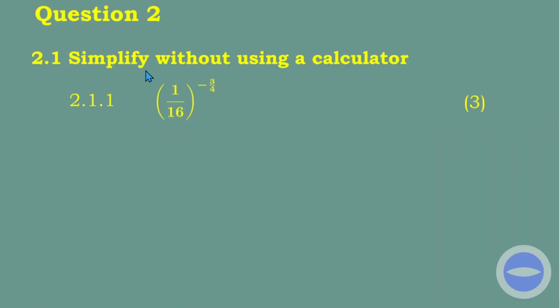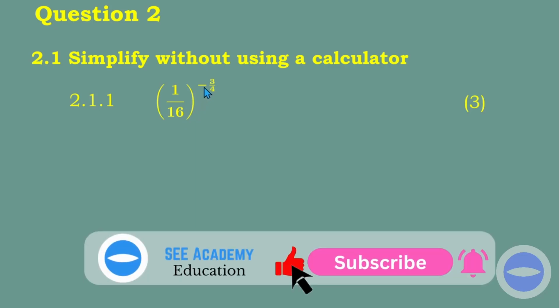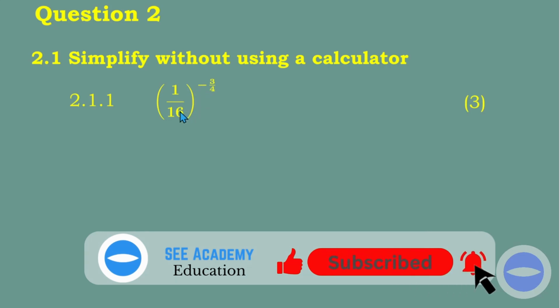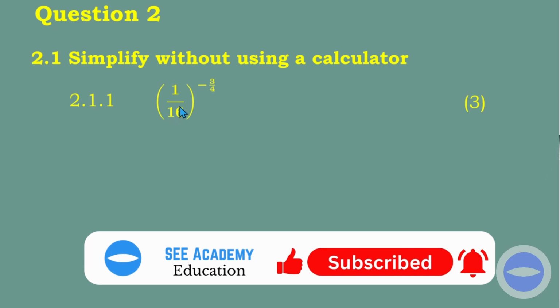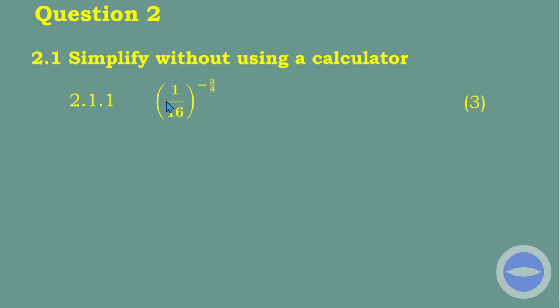2.1, simplify without using a calculator. So here we don't need to use a calculator. We just have to use the rules of exponents. 2.1.1 says (1 over 16) exponent negative 3 over 4. To simplify this expression, the easiest way is to remove this negative. This negative can be removed by swapping 1 and 16, so we exchange the denominator and the numerator.